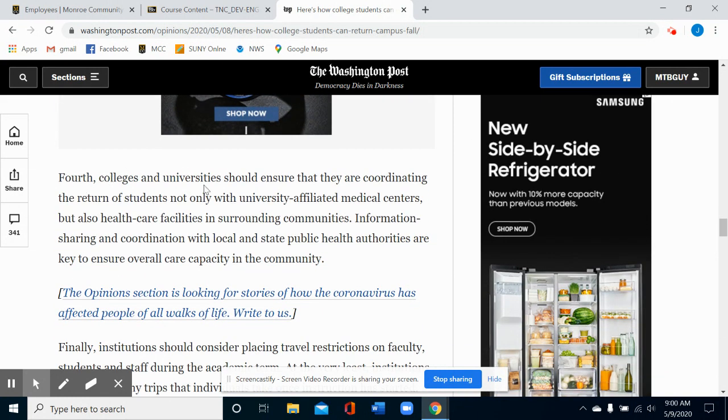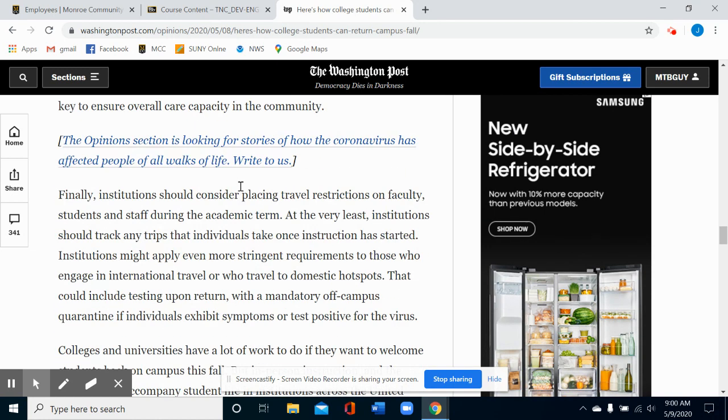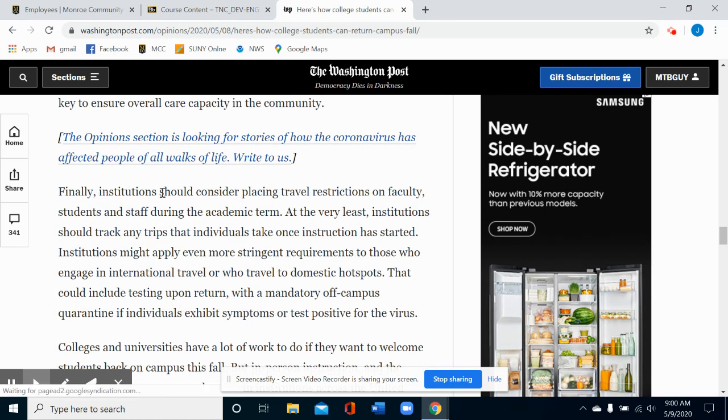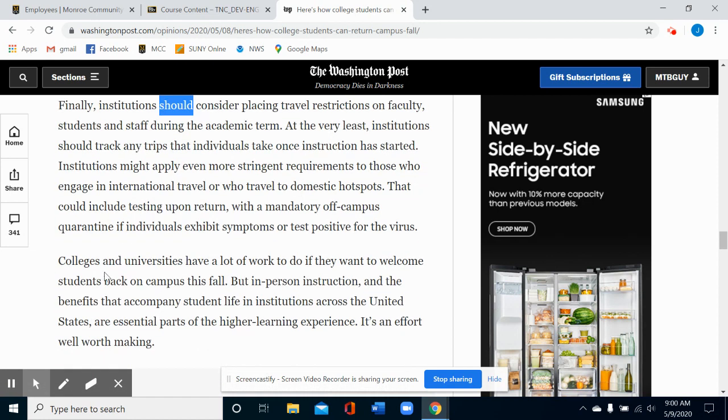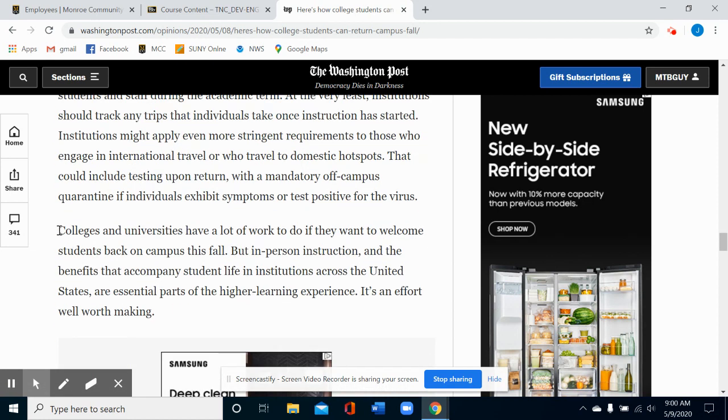Fourth, colleges and universities should ensure. Okay, again, should. And then finally, institutions should. They then come back to their thesis statement and reinforce their thesis and what they should do now.